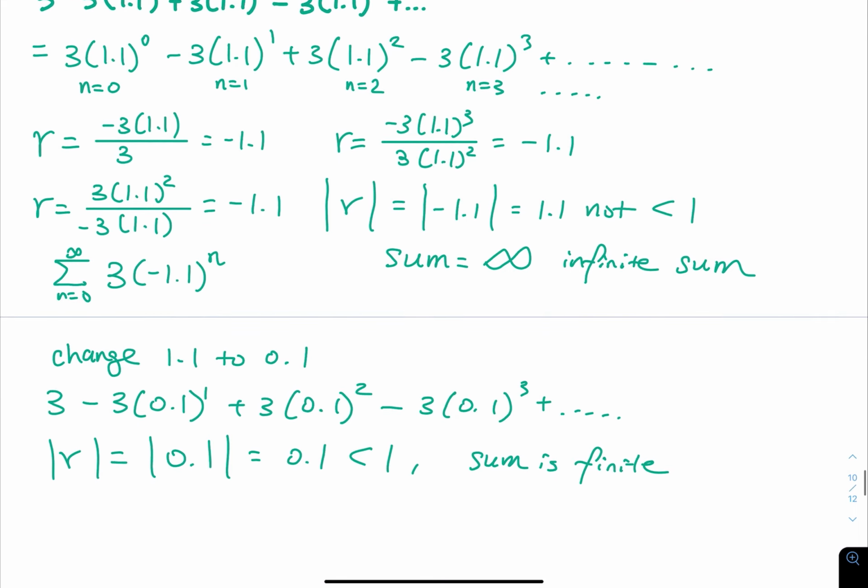And then what is the sum? The sum is equal to a divided by 1 minus the common ratio. What is not changing? The 3. The 3 is not changing, and then divided by 1 minus negative 0.1. So that is equal to 3 divided by 1.1, whatever that equals to, that is the sum.